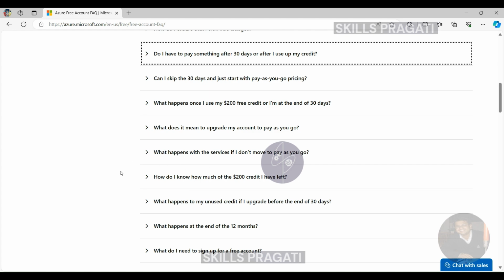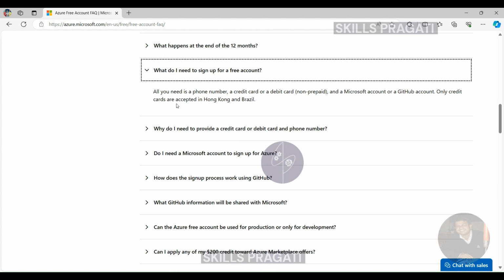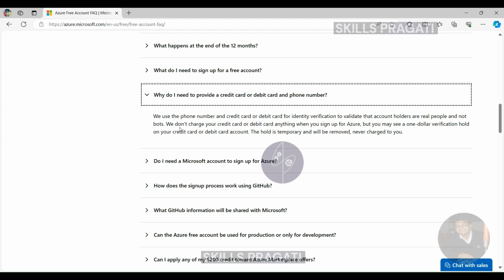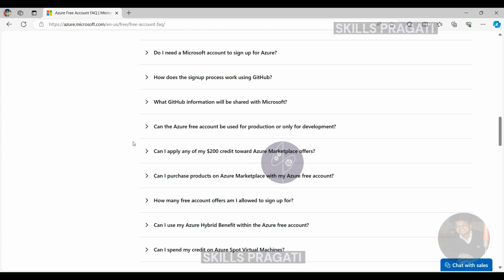What do I need to make an account? You need a phone number to make an Azure account. And you also need either a Microsoft or GitHub account. Plus, you need a credit or debit card. They use this to confirm your identity and payment method. You can read these questions to understand more about making an Azure account.